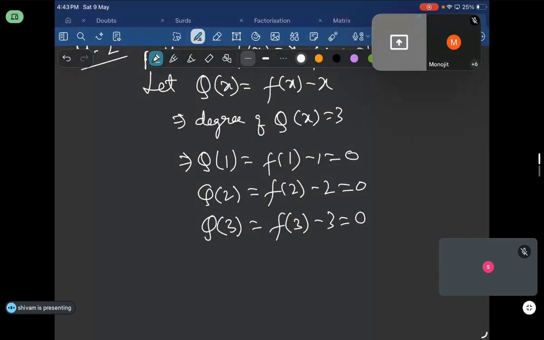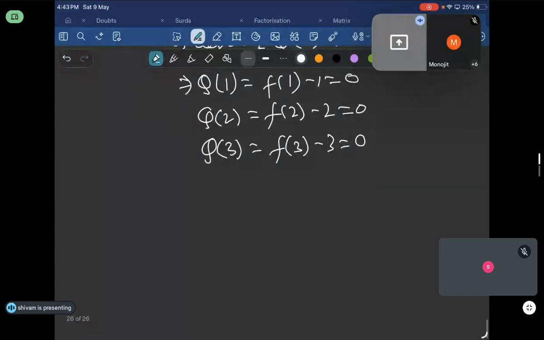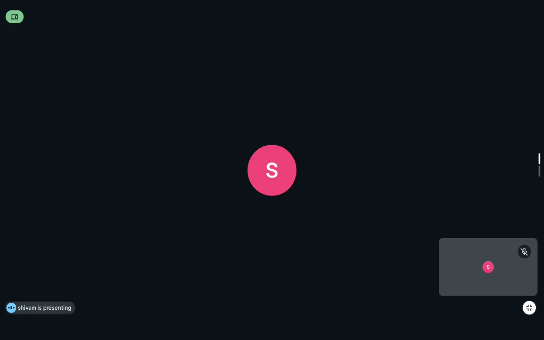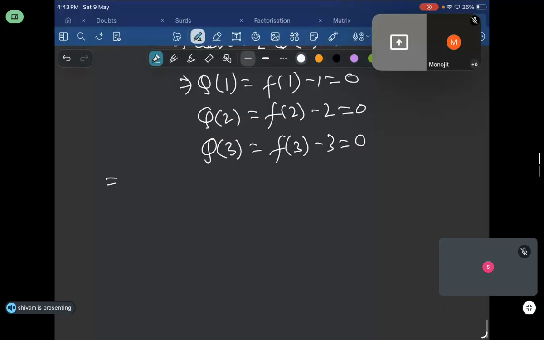Okay. So can I say, Acha, will there be any more zero of this polynomial? Tell me. No. There will be no more, because the degree of q of x is 3 only. There cannot be more than 3 zeros. So this implies x minus 1, x minus 2 and x minus 3 are the factors of q of x. Can I say this? And these are the only factors of q of x.